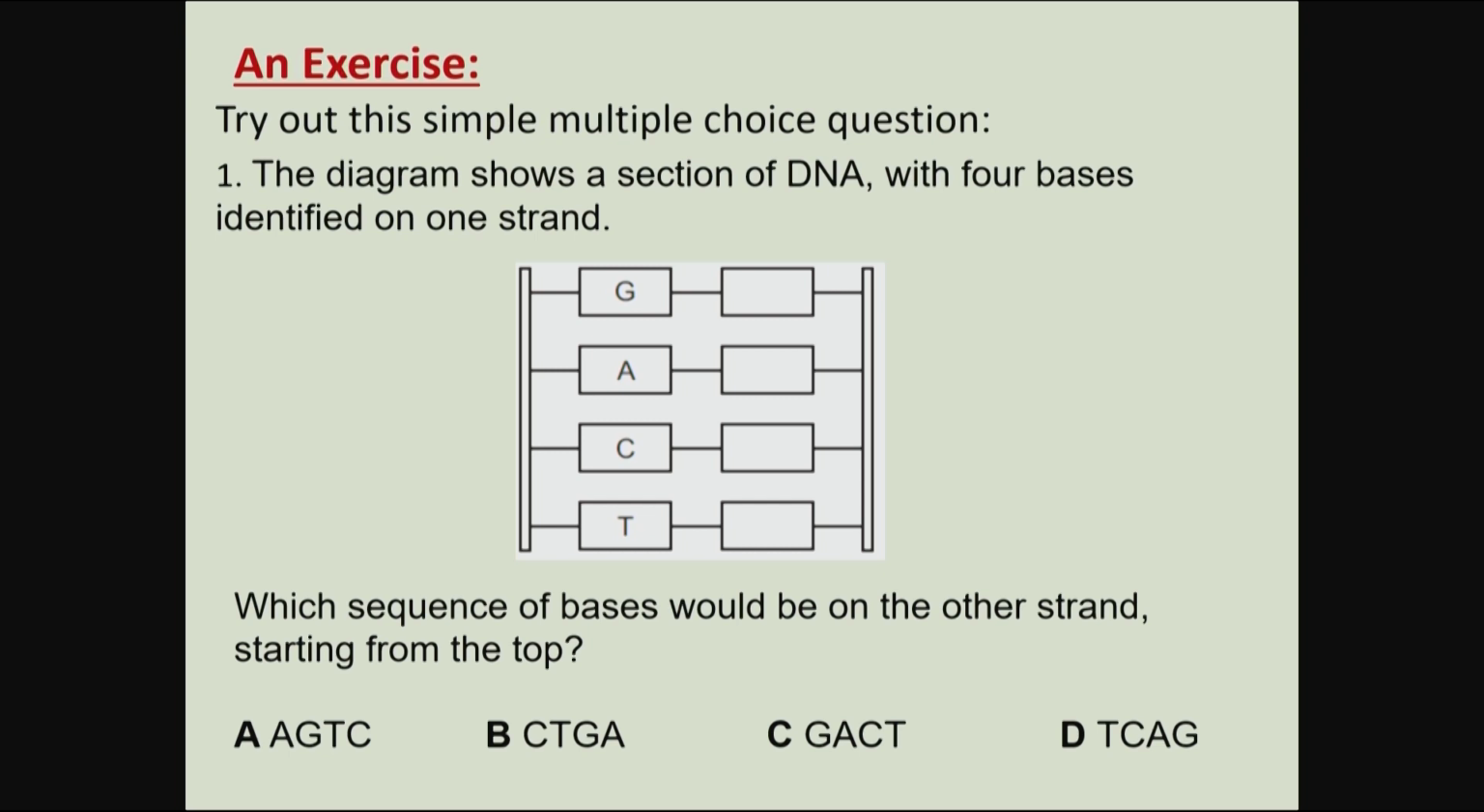Now, I have a small simple exercise for you. I want you to try it out, okay? The diagram shows a section of the DNA with 4 bases identified on one strand. You are being asked which sequence of bases would be on the other strand, starting from the top. I'll give you about 1 to 2 minutes to look at it, and then I'll give you the answer later.